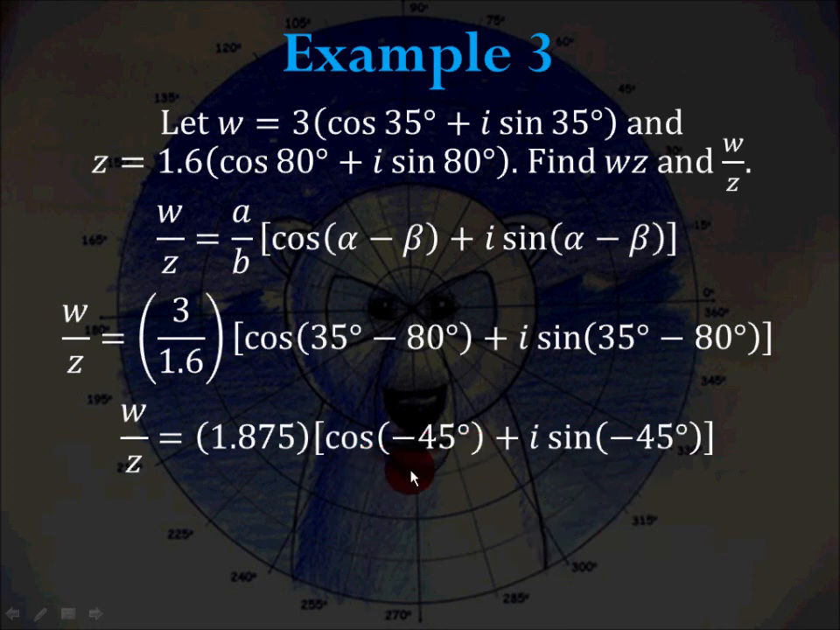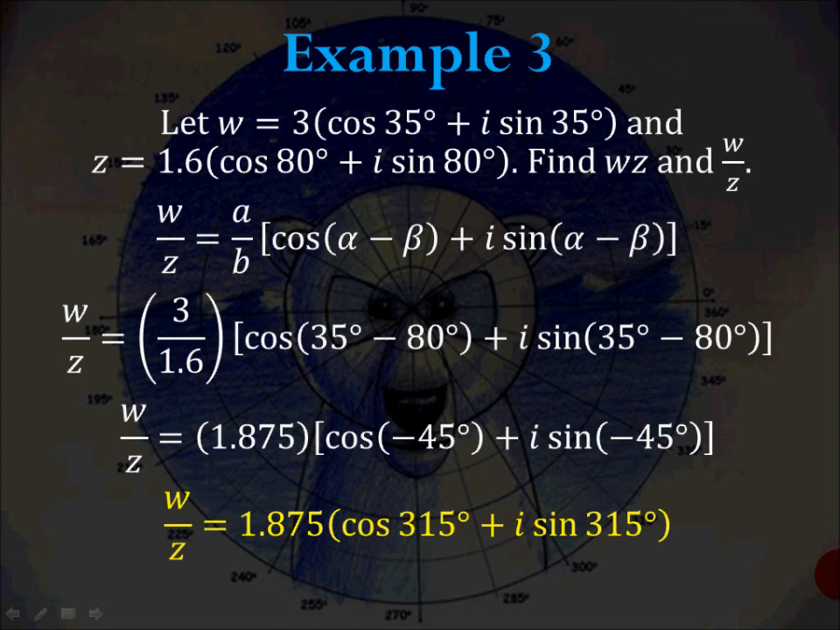But remember, in polar form, theta must be between 0 and 360. So you're going to have to find that angle that's coterminal with negative 45. So if you added 360 to this, you will get 315. So your final answer is 1.875 times the cosine of 315 plus i sine 315.